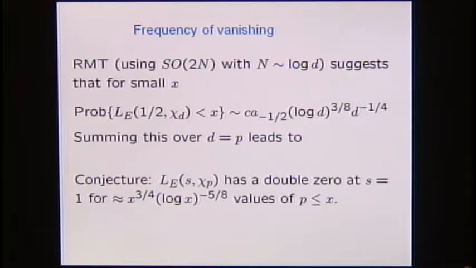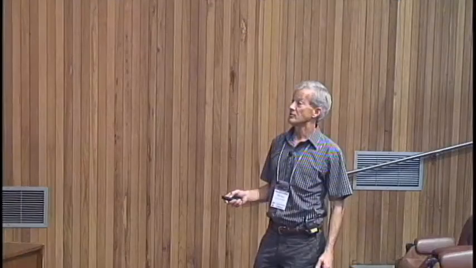And let's just restrict our attention to d equals p, okay, primes. And so then if you sum this over primes and ask how often you get a prime twist with a double 0, when you sum this over p's, there's x over log x p's, and then you have the extra log to the 3/4, you end up with x to the 3/4 times log x to the minus 5/8 values of p. And so that's our conjecture, is that L function, or really any quadratic twist family of L functions twisted by primes, should have rank 2s in around x to the 3/4 log x to the minus 5/8 values of p.